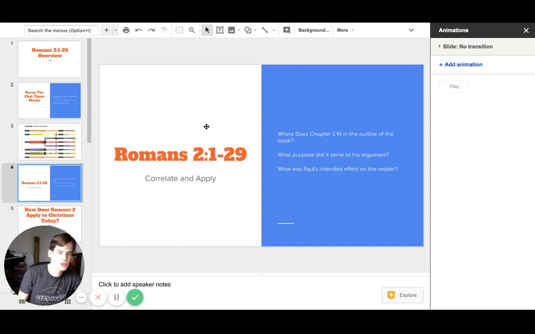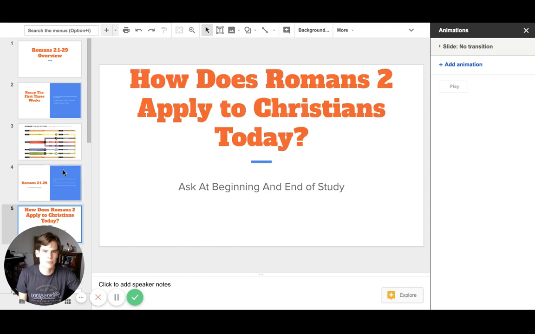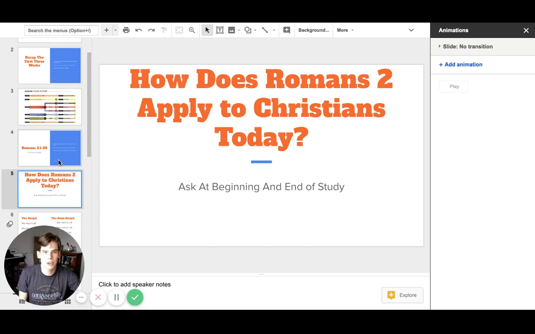Now, one of the first things I think you should do after you recap the previous section is correlate and do an initial application. Correlate means, where does this fit? So ask the question, where does chapter 2 fit in the overview of the book of Romans, or in this particular section? What purpose does it have in Paul's argument? And what was Paul's intended effect on the reader of just chapter 2, of just this section? What's Paul trying to do in it? I think that'll help us to ask this next question: how does Romans 2 apply to Christians today?